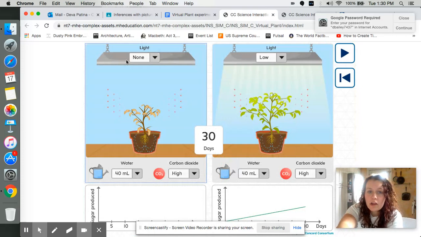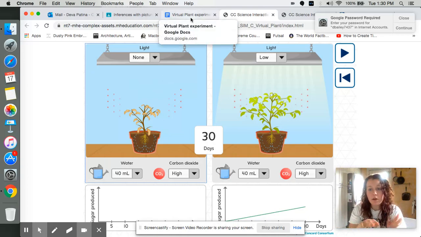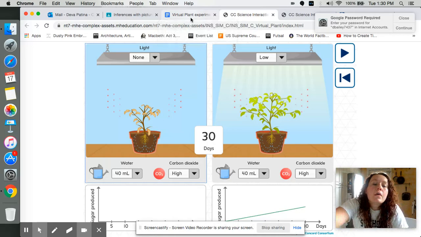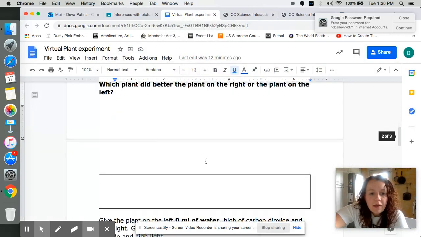And what did I change? What was the difference between the two plants? This one had light and this one did not. So I would say the plant on the right did better because it had light and the plant on the left did not. So you would do that and type your answer in the box.